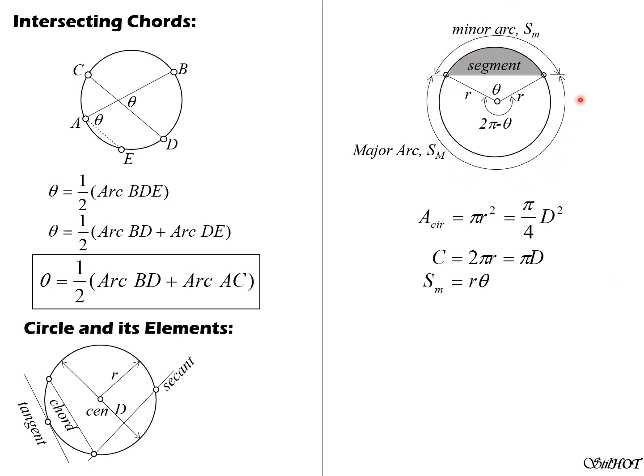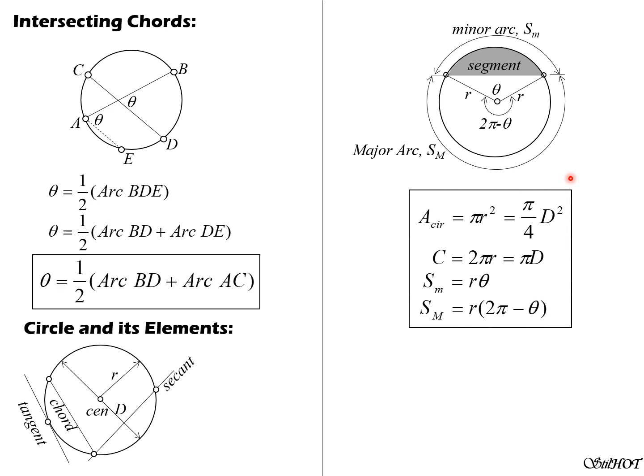Then for the major arc, it is the radius times the quantity central angle 2 pi minus theta, where theta must be in radians for that formula. So these are formulas you may not need to memorize because these are basic. So let's continue. This is the last part.